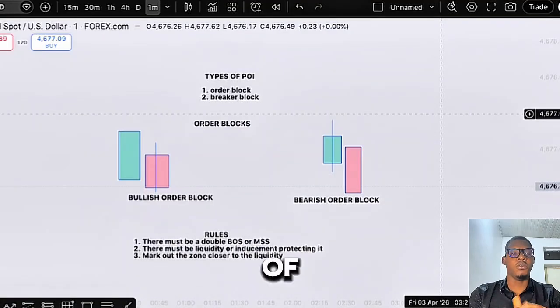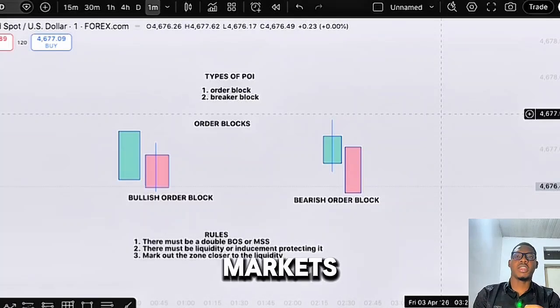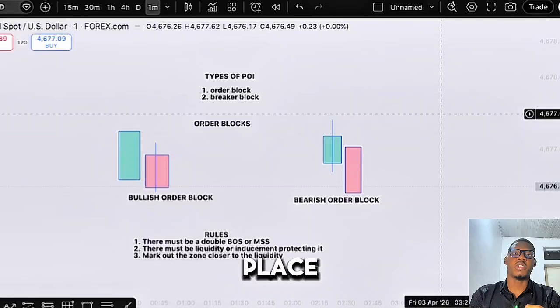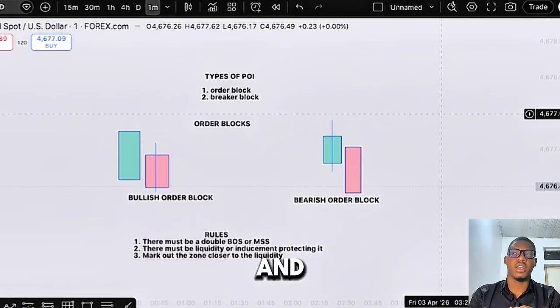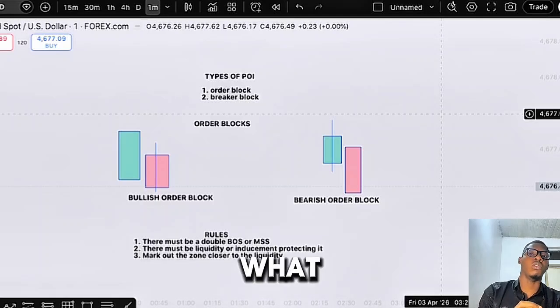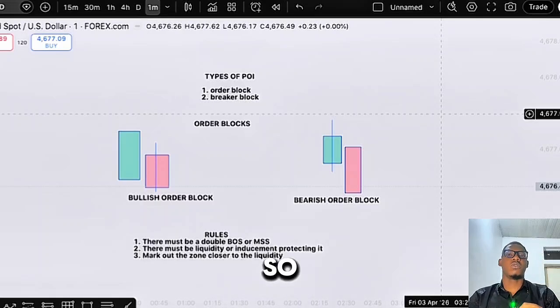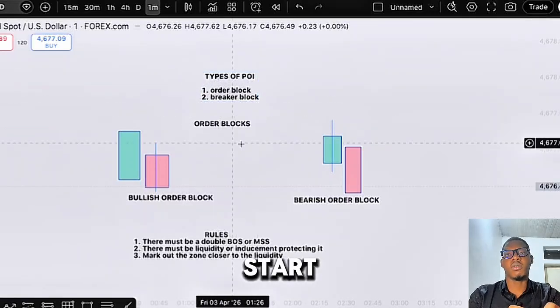So what are points of interest? A POI, a point of interest, is an area where market makers would place orders for price to come to retest it and respect those, and most of the time price respects those zones. There are two types of points of interest that I trade: the order block and the breaker block. So let's start with the order block.